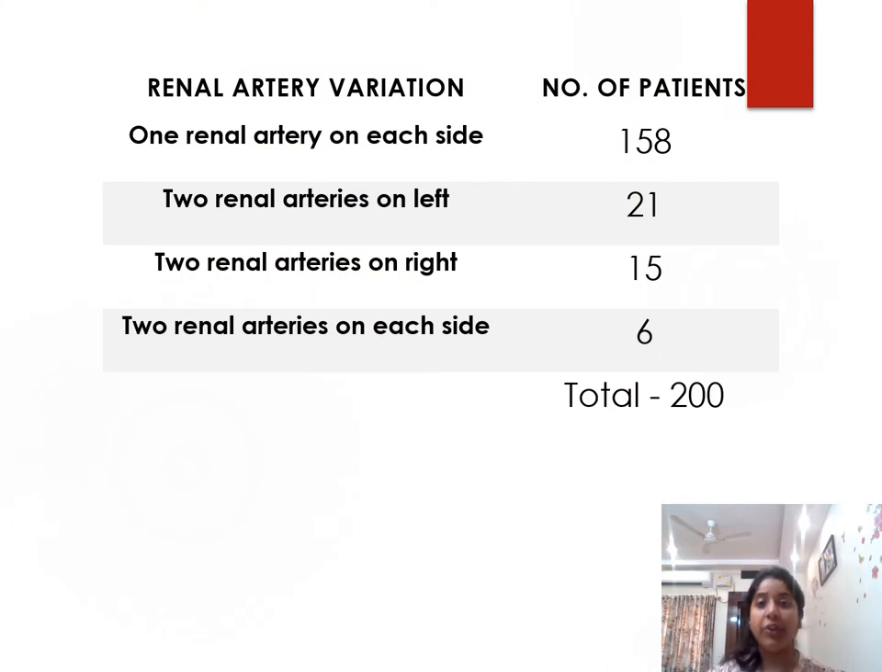Then we come to the renal artery variations. One renal artery on each side we have seen in 158 patients, two renal arteries on the left we have seen in 21 patients, two renal arteries on the right side we have seen in 15 patients, and two renal arteries on each side we have seen in 6 patients.